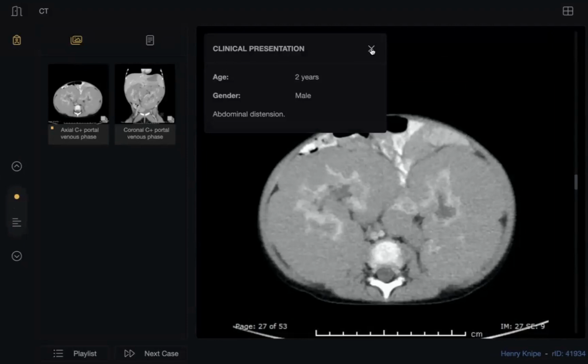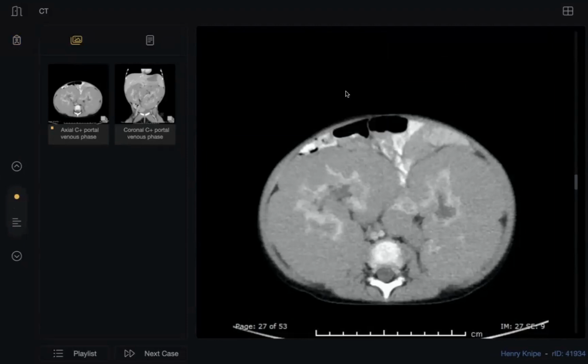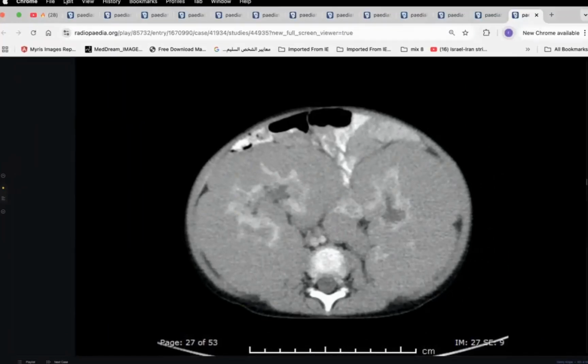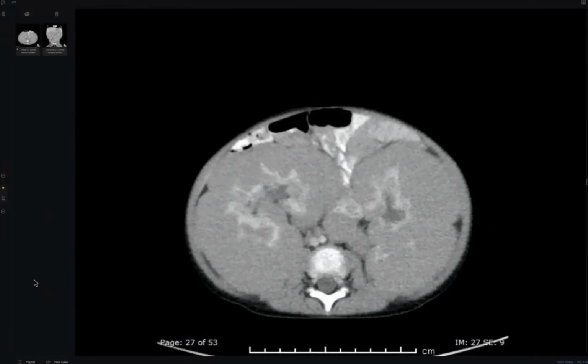A 2-year-old male patient presented with abdominal distension. Can you request control, please? Sir, I have requested remote control. Raise your voice a little bit, please. Sir, I said I have requested remote control. Can you hear me now? One second, I will remove this. Go on.